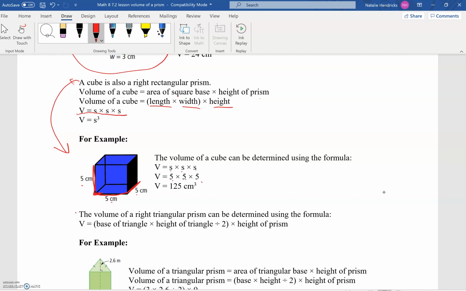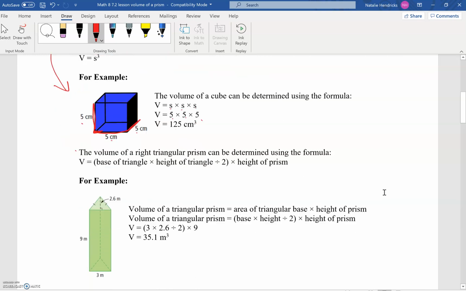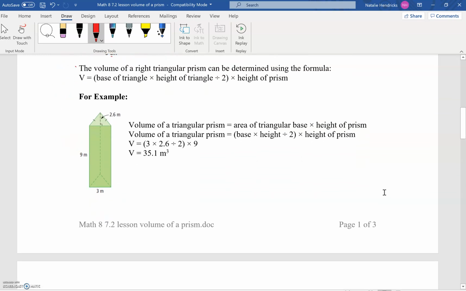The volume of the right triangular prism, so let's do that one now. The volume of a right triangular prism can be determined using the base of the triangle, which is this one. In this case, they put the measurement here, times the height of the triangle, that's this little one. Then you have to divide it by 2, because remember, guys, a triangle is half of a square. And then you need to multiply by the height of the prism, okay?